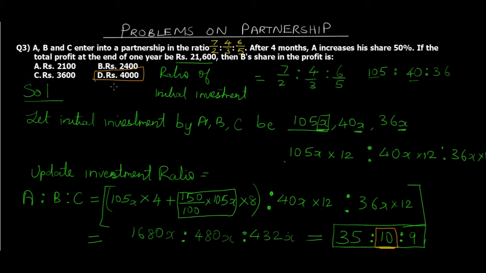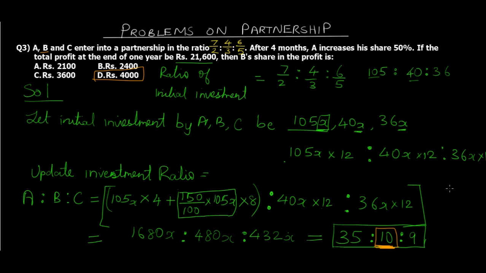Okay, so this was question number 3, wherein we had the initial investment ratios for 4 months, but after 4 months A had increased his share. That is the reason why we had to calculate the new ratios, and when we got the new investment ratios, the same ratio is going to be applied for the profit sharing, and we had to calculate the profit for person B, and the center value is going to be for person B, and you can see the ratio is 35 is to 10 is to 9. So total parts were 54, and out of that 10 parts was supposed to be B's profit, and the total profit was 21,600. So we could easily calculate the profit which was being given to B.